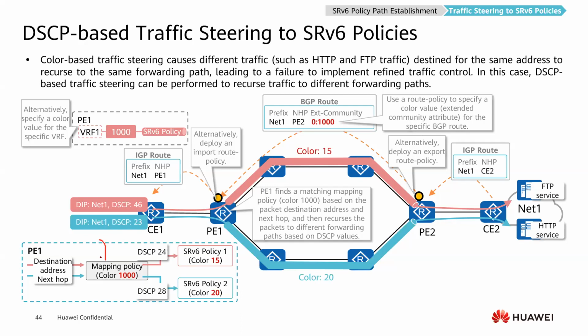One color is the indicator of which mapping policy P1 is going to use. And the second color is the real path color, the SRv6 policy color. This is the real color which will help us do the forwarding, and the other color is just used to find the mapping policy.